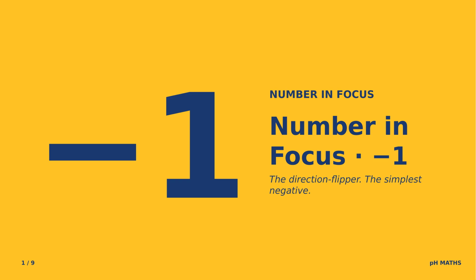Number in focus: -1, the direction flipper, the simplest negative number, and the one that quietly powers every minus sign you've ever written. By the end of this video, you'll know why two negatives make a positive, why -1 is its own reciprocal, and why every reflection on a graph is just multiplication by -1 in disguise.